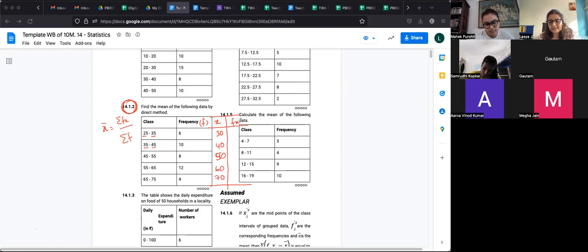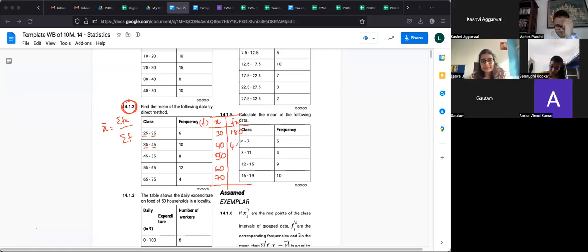Fx is simply F into X. So multiply the values in F with the values in X and you'll get it. So first value of Fx, Tia, what will be the first value of Fx? F is 6. Fx is F into X. So F times X, so 6 times 30. What will it be? 180. Then next one. Ma'am, me only. Yes. Okay. 400. Yes. 400. Yes, this also 400.